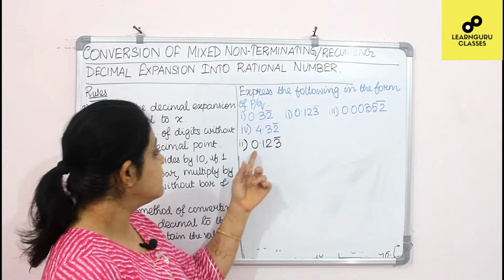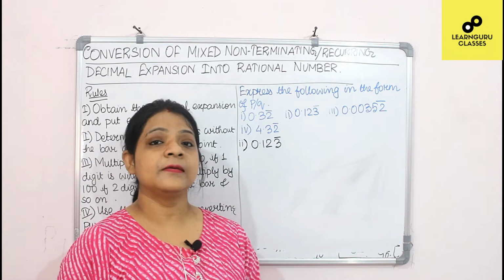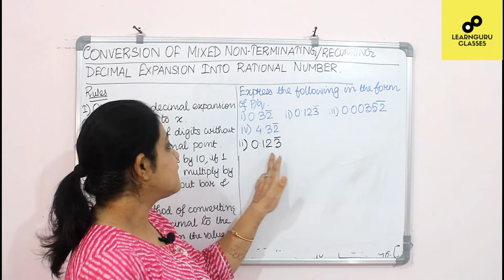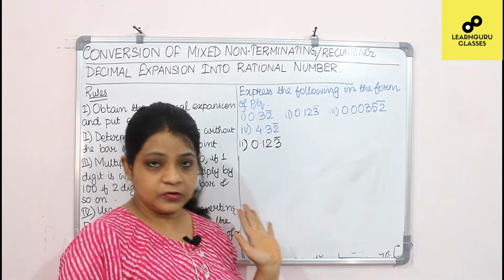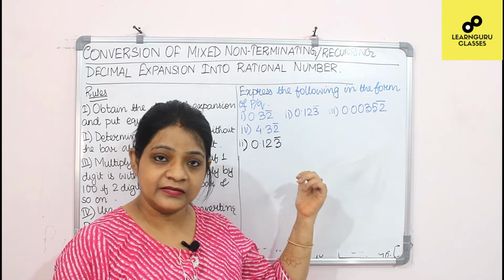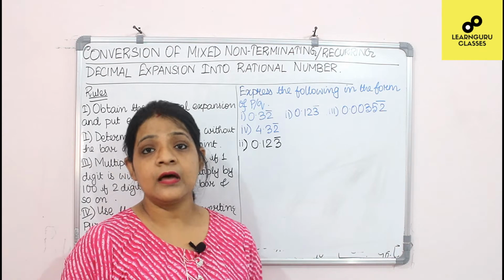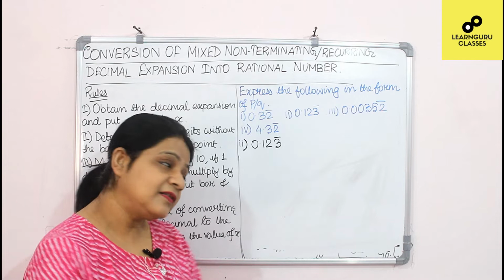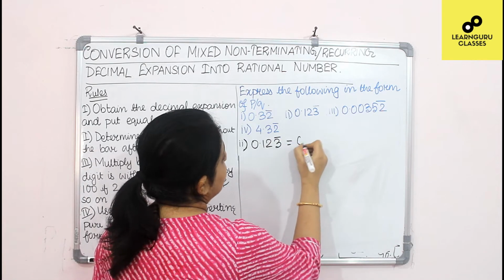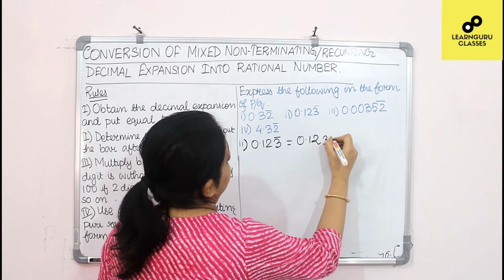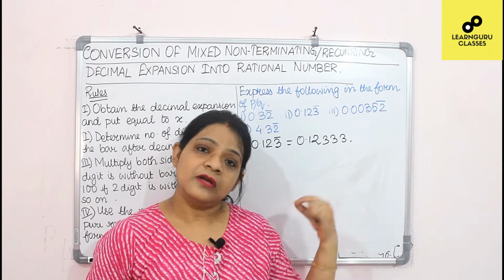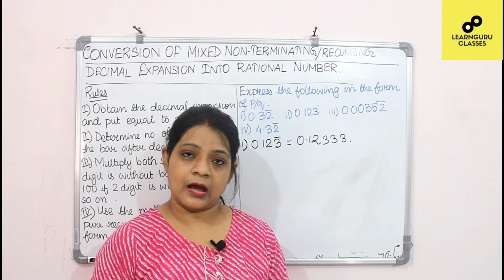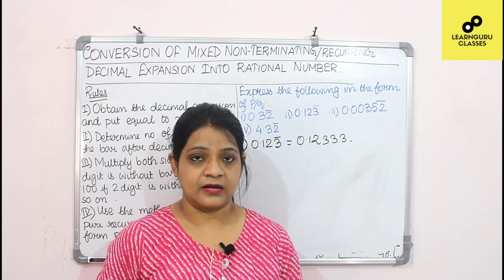The next sum is 0.123 bar. So after the decimal we are getting the digits 1, 2, 3. 1, 2 is without the bar, as you can clearly see, and 3 is under the bar. So what does that signify? It signifies that 3 is being repeated. Okay, is it clear? So let's convert it into a rational equivalent number.